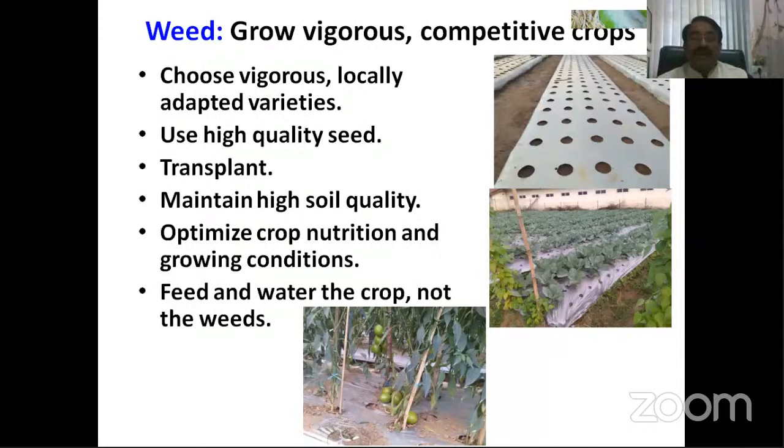Then if we talk about organic weed management, choose a vigorous, locally adapted variety with high quality seed. And I have taken this photograph when I went to Indonesia. Whole vegetable crops are being grown on these mulches, and these are repellent type mulches. If you see here, only the plants are there, there will be no weeds, that is one thing. Another thing, water saving: only 25% of the water will be used.